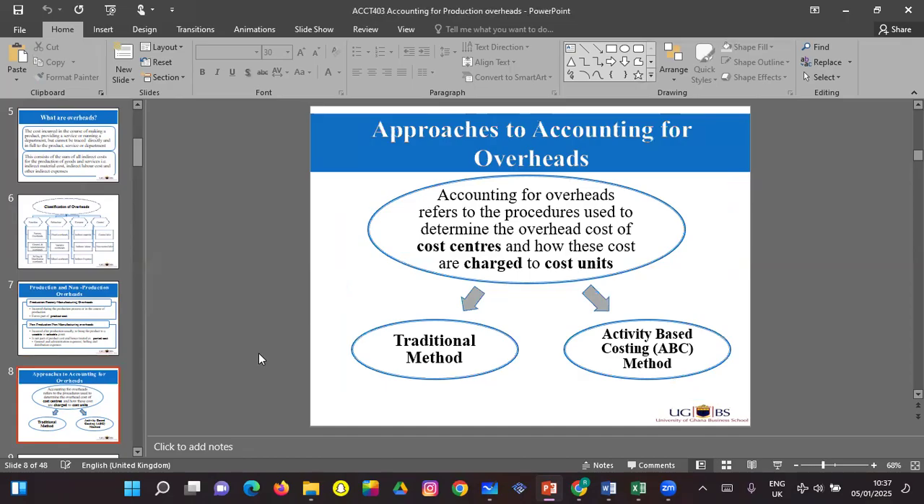So, approaches for accounting for overheads. Accounting for overheads refers to the procedure used to determine the overhead cost of cost centers and how these costs are charged to cost units. You have the traditional method and the ABC method. The traditional method is the old one that we normally use. We'll discuss it very soon. And the ABC is the activity-based one, which includes all activities in the organization.